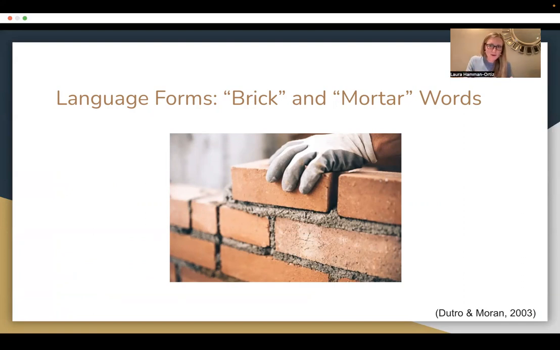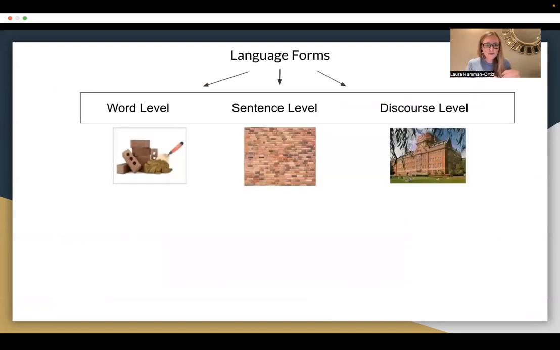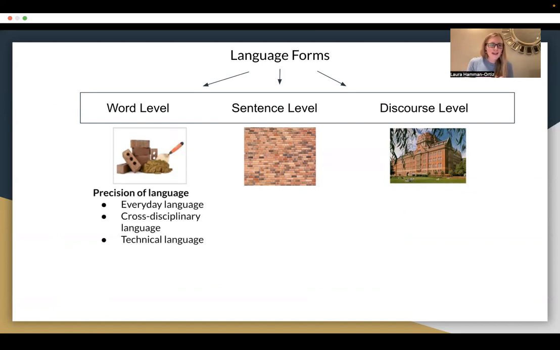And I like to extend this metaphor to also think about what are we constructing? Are we building a school, or are we building an office building? We're going to be constructing the language differently depending upon what the ultimate goal is, whether we're writing a persuasive piece versus a report. So thinking about language forms in this way is helpful. We can break it up into the word level forms, the sentence level forms, and the discourse level forms. So we might think about everyday language that students need to know to be able to engage with the lesson, cross-disciplinary language that goes across different content areas, or technical language that's specific to the content that we're teaching.